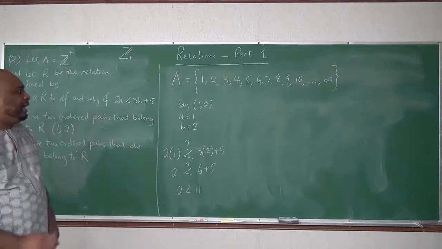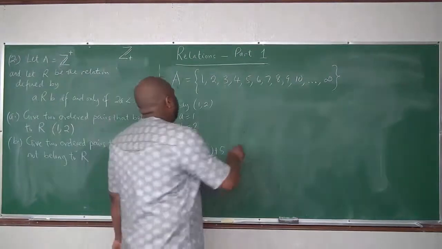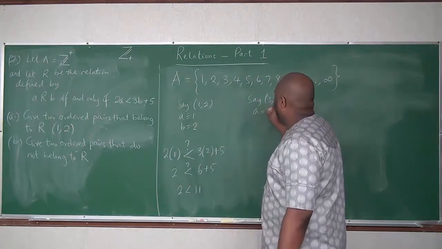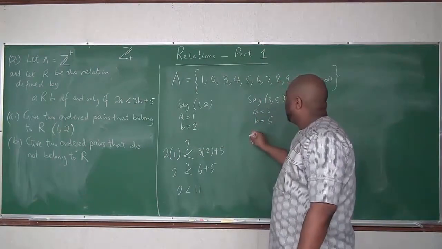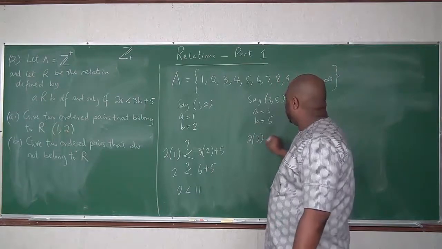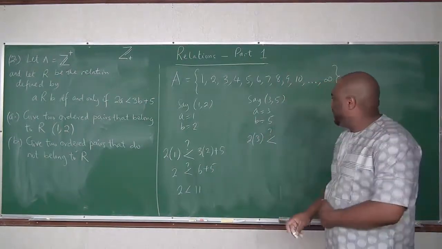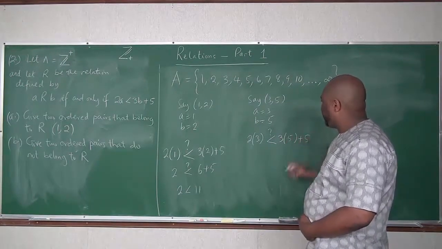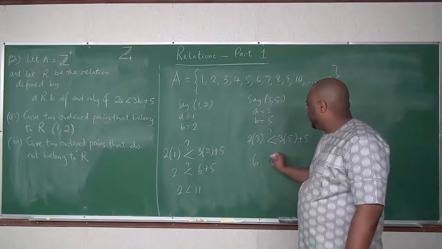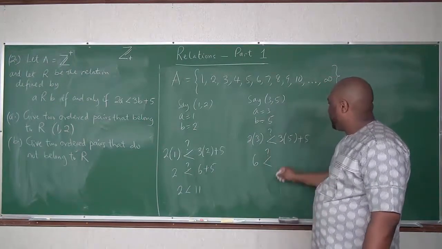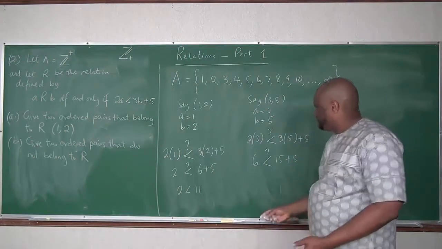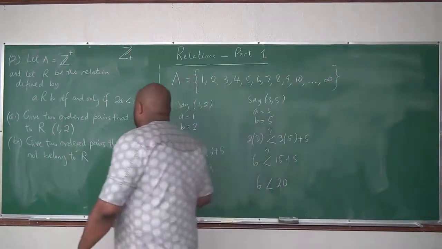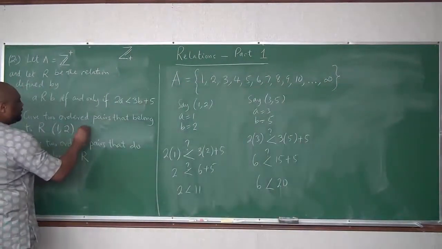And if I do (2, 3), (2, 4), (2, 5), even if I do (2, 5), so I do (3, 5). Let me do (3, 5). So this means that A is 3, B is 5. So is 2 times 3 less than 3 times 5 plus 5? So 2 times 3 is 6. Is 6 less than 3 times 5, 15, plus 5? And yes, 6 is less than 20. So yes, (3, 5) will work. So I put comma 3 and 5.